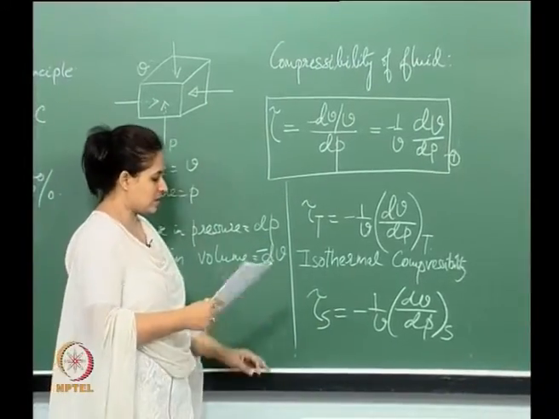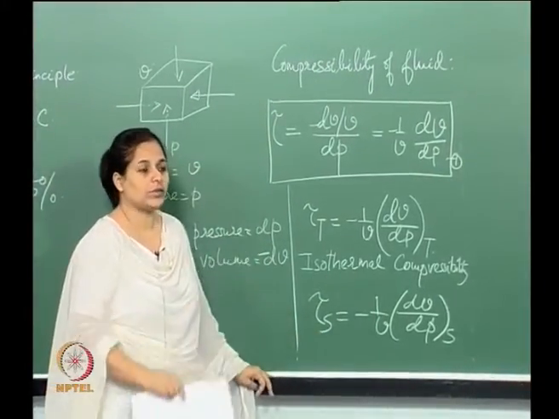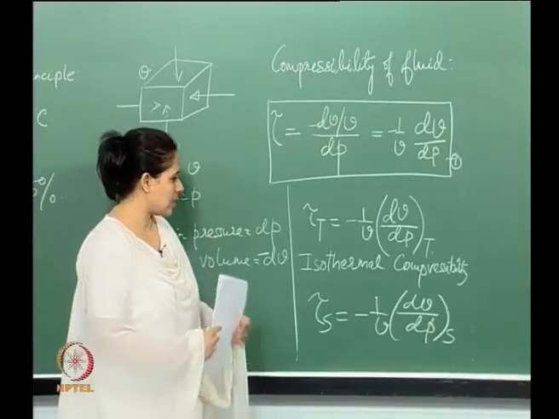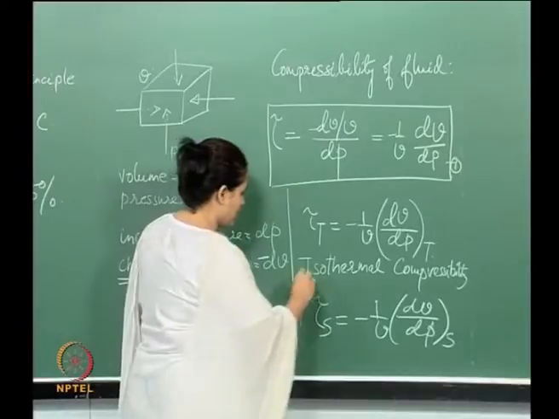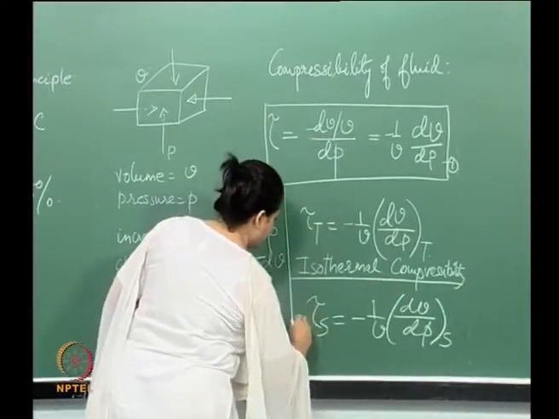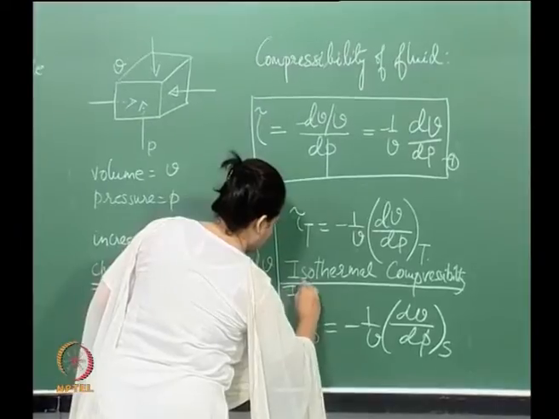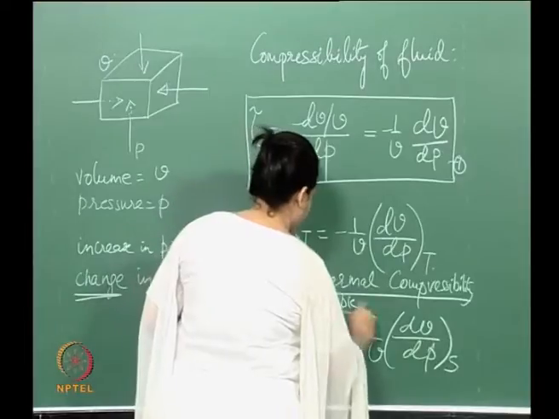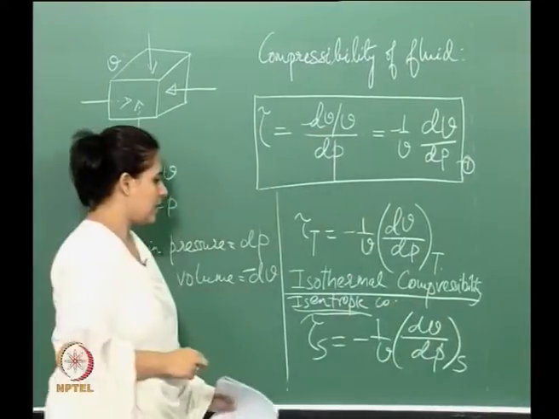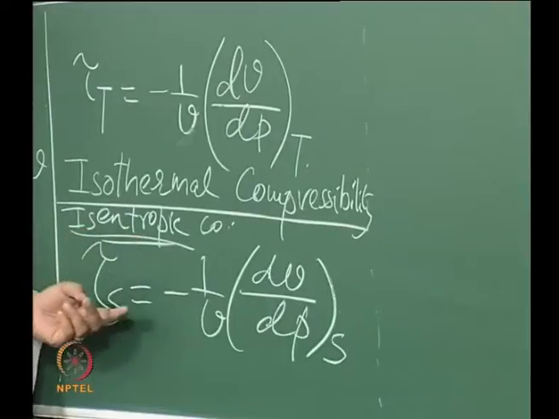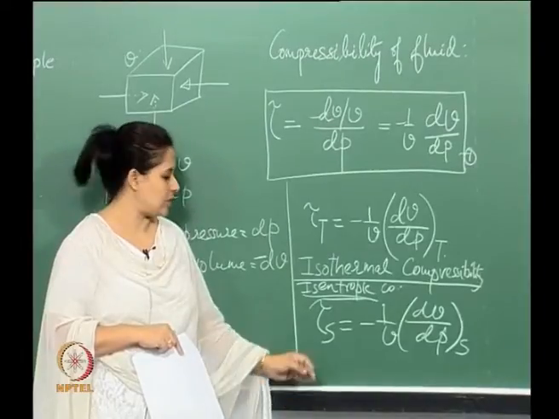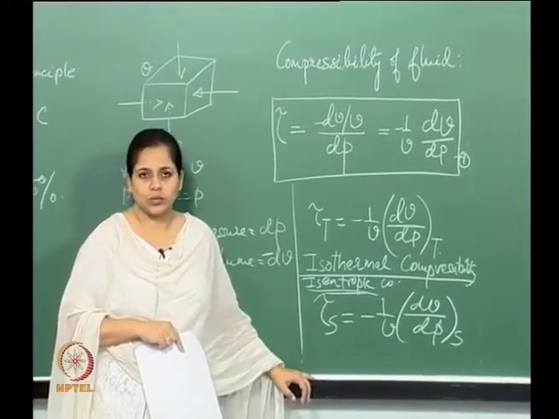Okay. Now, what is this S that I am writing here? Now, this is entropy. This is the property called entropy, and this is isentropic compressibility, right. So, here for this the entropy is constant, right. In the isothermal case, the temperature was constant. For an isentropic case, the entropy is constant.